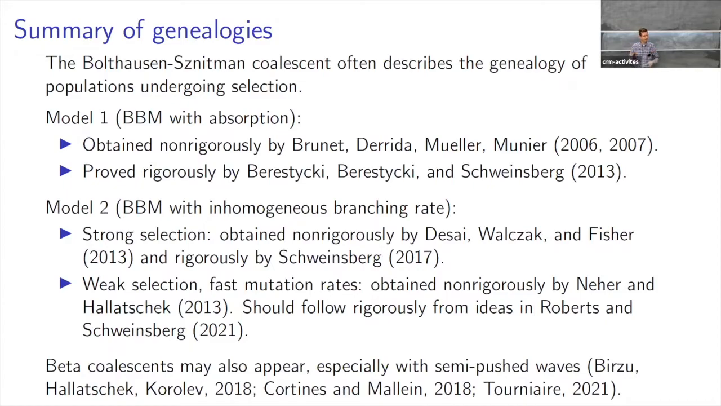Nevertheless, in recent years, evidence has been emerging that other beta coalescents also describe the genealogy of populations undergoing selection in some circumstances, especially when we have these so-called semi-pushed waves. That's an idea that goes back to the work of Birzu, Hallatschek, and Korolev. Recently, Cortines and Mallein, as well as Tourniaire, have started to establish some preliminary rigorous results in this direction, but this remains an active area of current and future work.